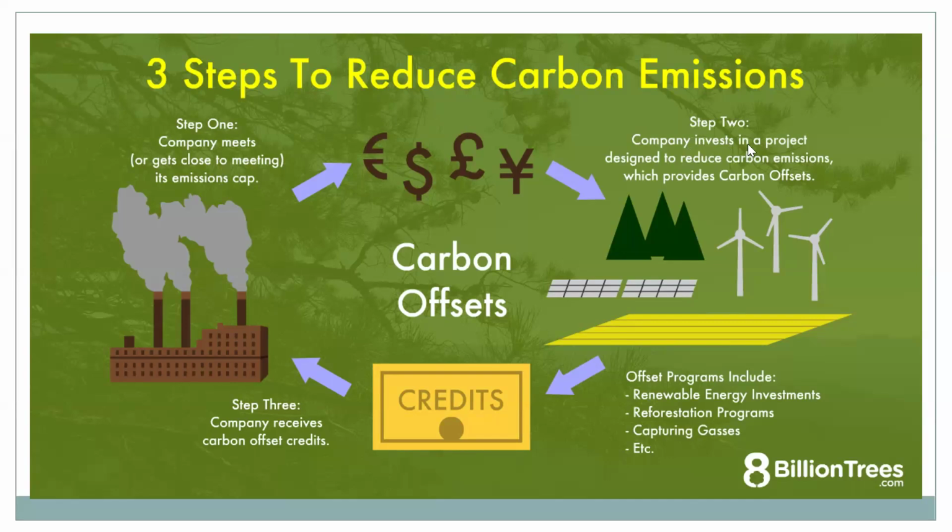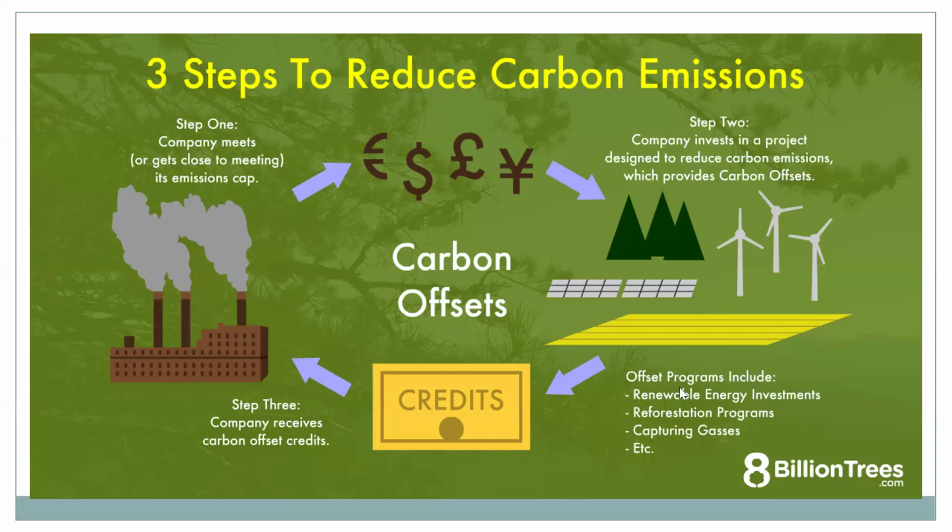Step two, the company invests in a project designed to reduce carbon emissions, which provides carbon offsets. Now the engineers have to work towards this. If an industry consults you, you have to inspect and see what areas you can reduce carbon emission. Step three, offset programs include renewable energy investment, reforestation programs, capturing gases, etc.